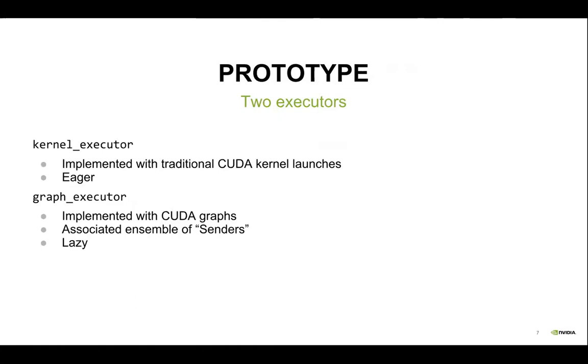And then in addition to this kernel executor, we also built a graph executor, which instead of being implemented with these traditional Cuda kernel launches, we've implemented with the Cuda Graphs API. Along with this graph executor, there's an associated ensemble of so-called sender types, which you can think about as futures, if you're familiar with futures and promises. And unlike the kernel executor, this executor is lazy. We separate the step of defining the work we want to do from actually submitting it to the runtime to be executed. So it's a natural fit for Cuda Graphs.